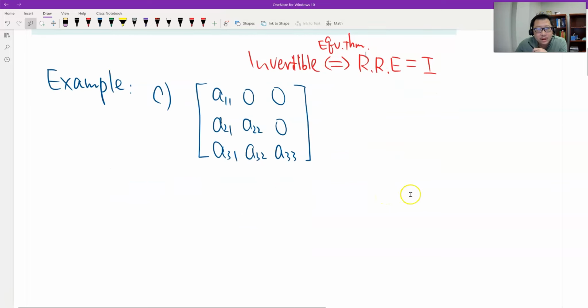Step by step. Let's do this. First, I look at the first number, A11. A11 should be nonzero. Now I can get a result: I know A11 is not zero. Why? Otherwise the first row would be all zero, and then the reduced row echelon form would not be the identity, right?